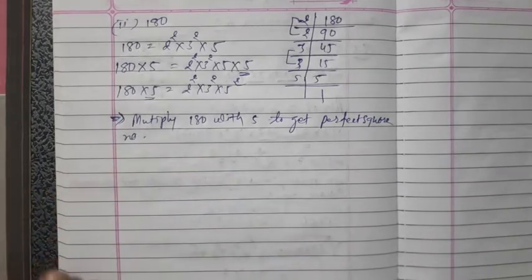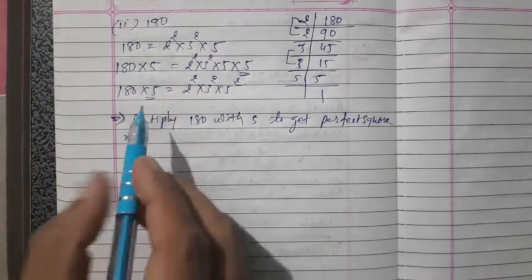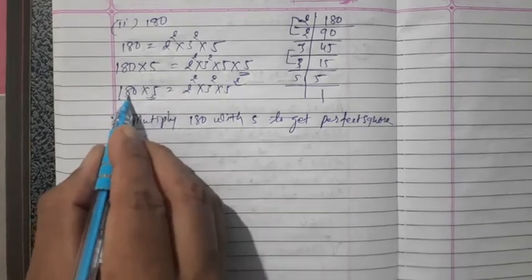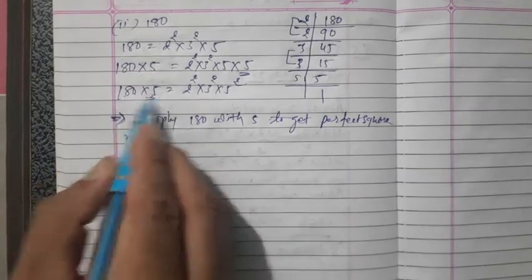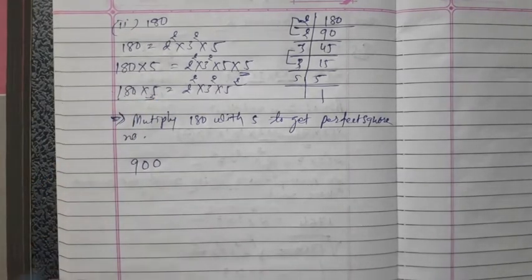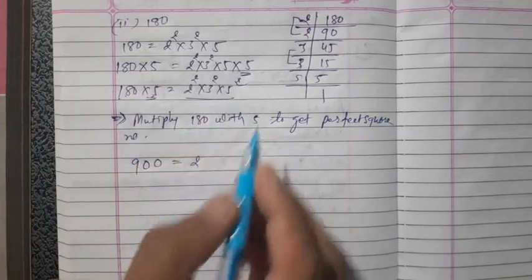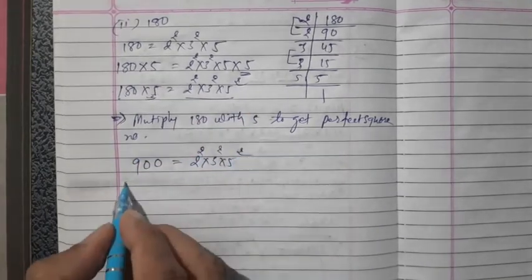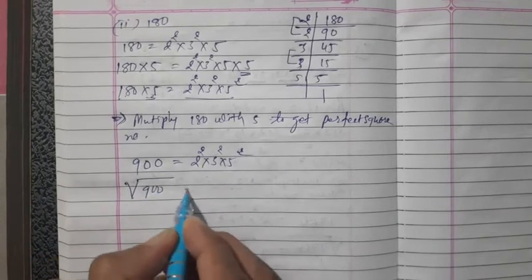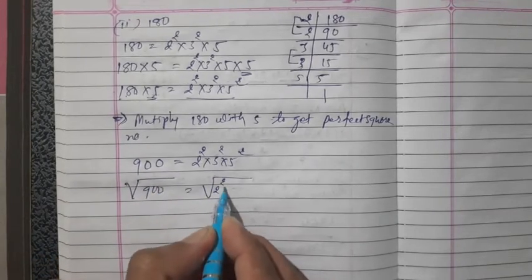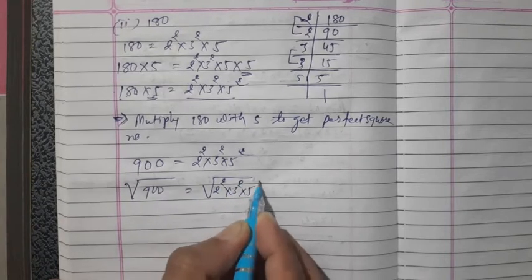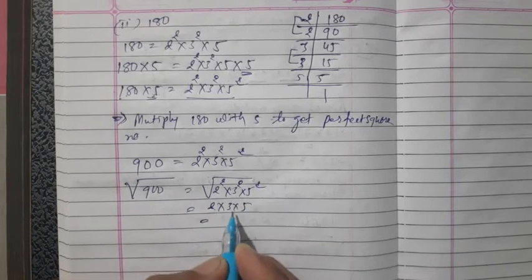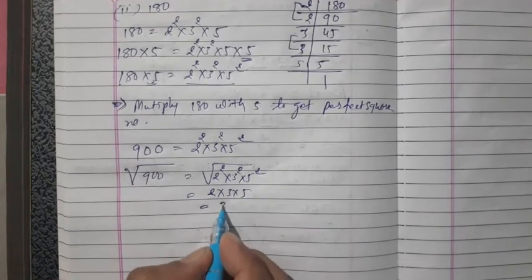Now find the square root of that number. Multiply this number: 5 into 0 is 0, 5 into 8 is 40, 4 and 5 ones are 5, so 900, equal to the factors 2 square, 3 square, 5 square. Now the square root of that new number equals the square root of 2 square, 3 square, 5 square, equal to 2 into 3 into 5. 5 threes are 15, 15 twos are 30.